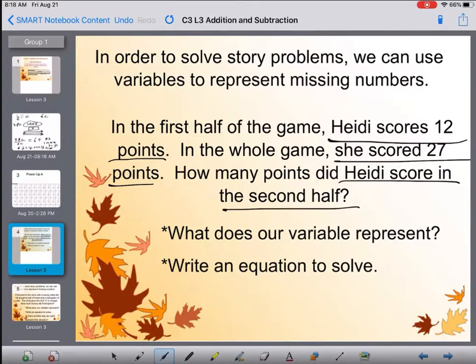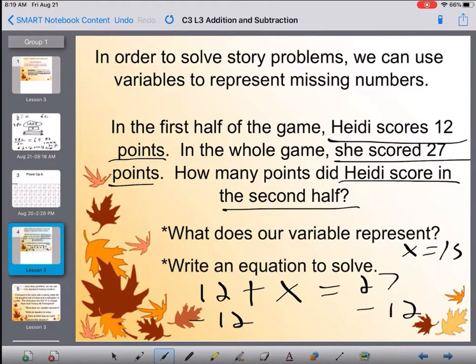So our variable is going to represent how many points Heidi scored in the second half. Write an equation to solve. Let's do the first half plus the second half equals the total points. So it's going to be 12 points plus, we don't know the second half, so I'm going to write x. Again, the variable just represents an unknown. That's going to give us the total points of the game. Let's take away 12 from both sides. So x is going to be equal to 15 points in the second half.